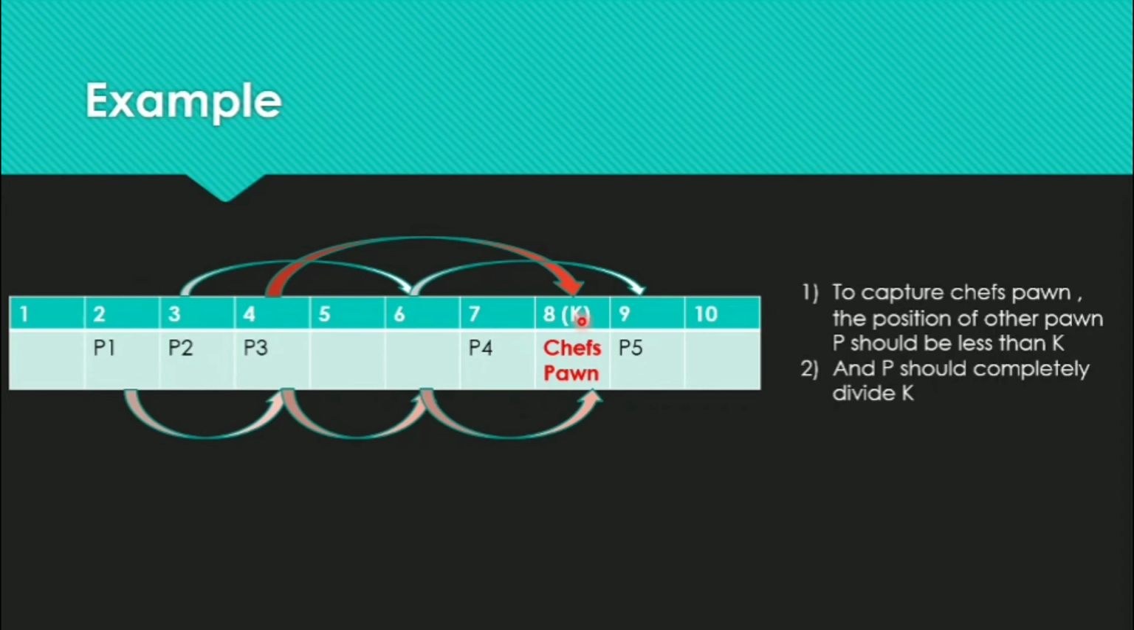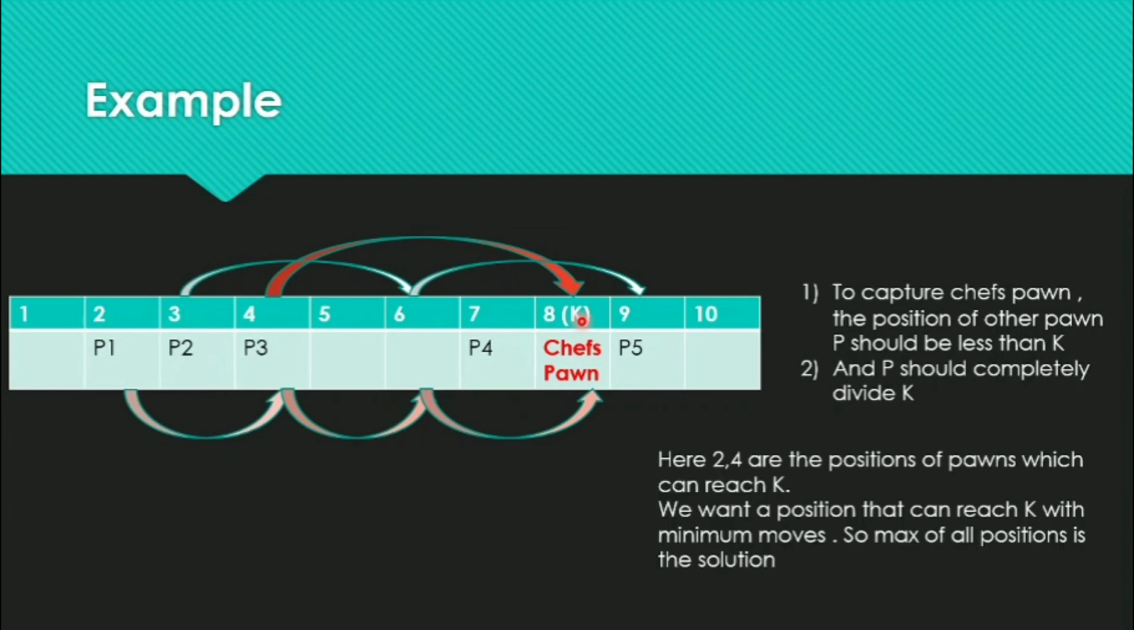So what we can say is that to capture chef's pawn position, the first condition is the position of the pawn should be less than K, and the second condition is the value of position should completely divide the position of chef's pawn. I hope you understood this logic.